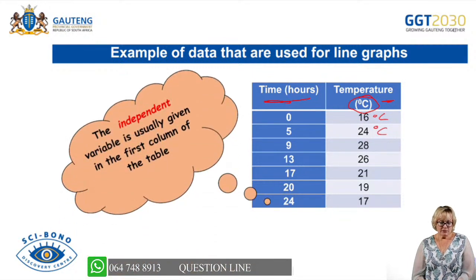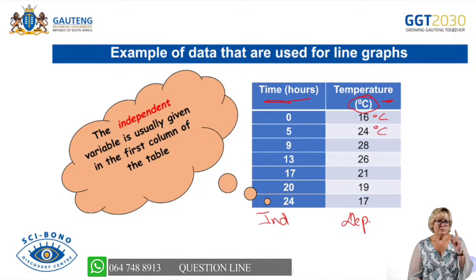The independent variable is usually given in the first column of the table. All right, this is a hint. The hint is saying if the scientist who did the experiment wrote his data in the correct format in a table, then normally in the first column you will find the independent variable. So this is the independent variable. And what was measured in this case? The temperature was measured, and therefore this is the dependent variable. All right, so that's something that you must remember.